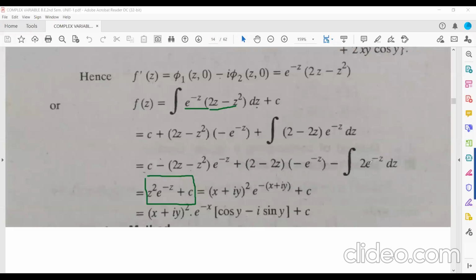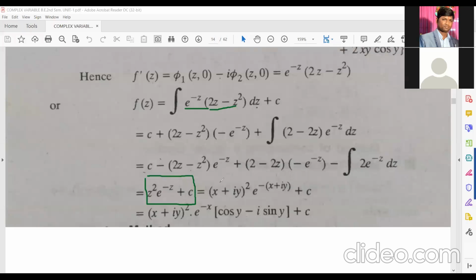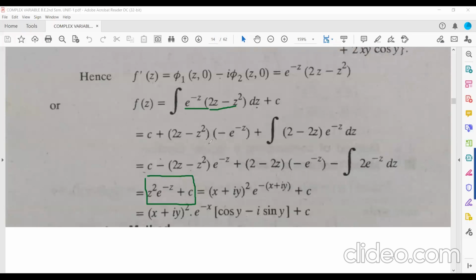Now see here. Suppose you need to find V here. So V is of what form? V is a function of x and y. But f z is a function of z. So f z in terms of z you have already got here. The analytic function f z you have got. Now if you need to find V from this, f z is of the form of what?